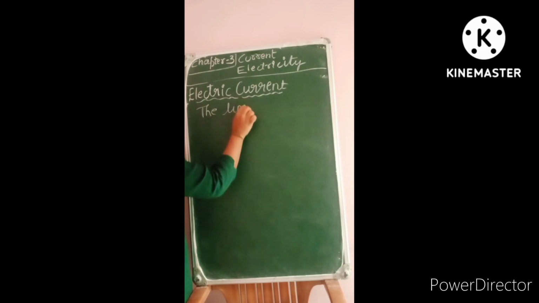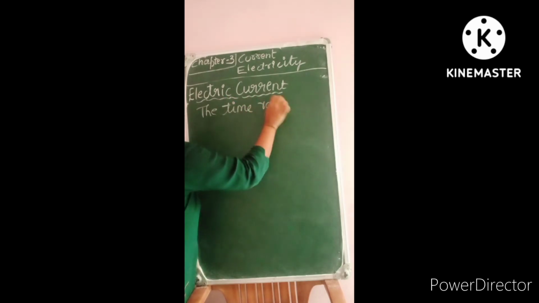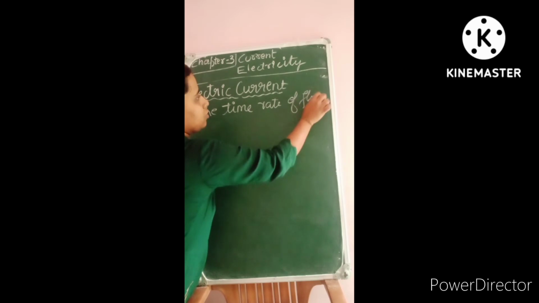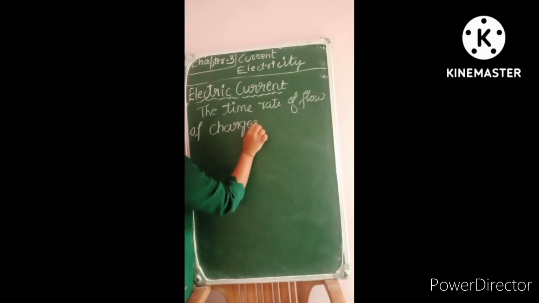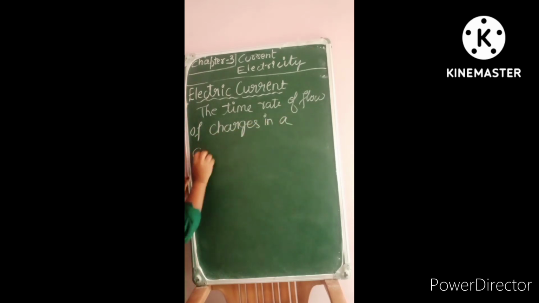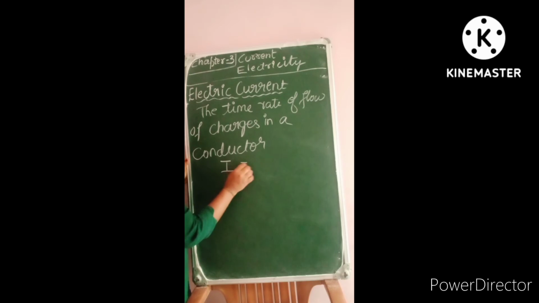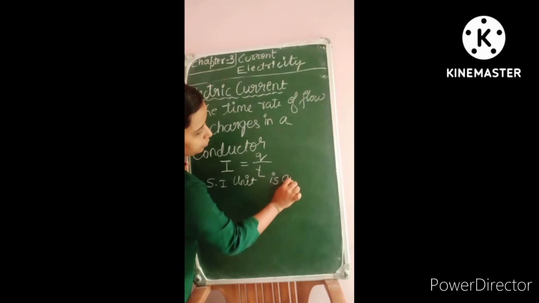Electric current is nothing but the time rate of flow of charges in a conductor. The time rate of flow of charges in a conductor is taken as the electric current. It is denoted by capital letter I, that is taken as the ratio of Q divided by T. And the SI unit of electric current is ampere.